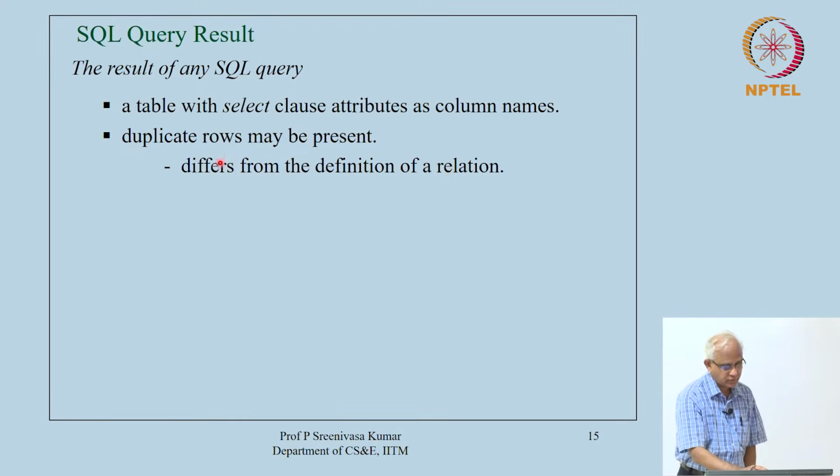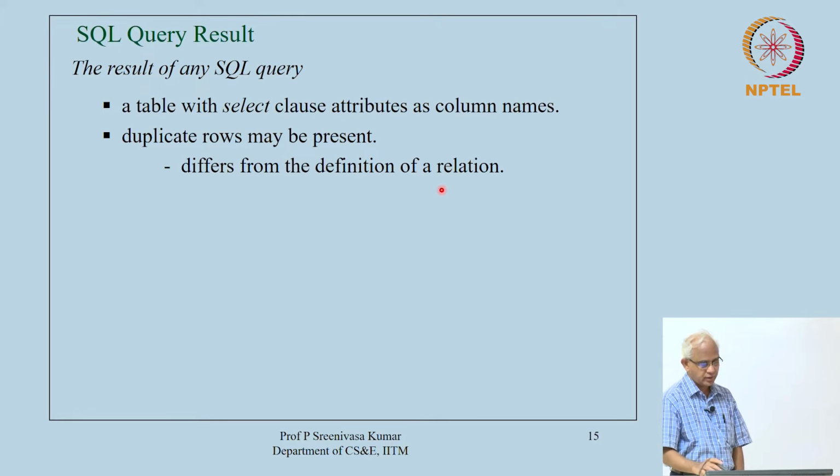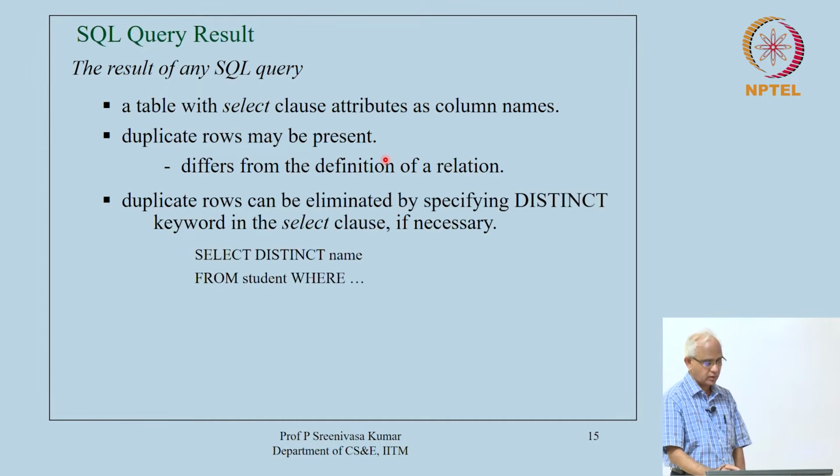This issue of having duplicate rows is important, and first thing is, in case you do not want duplicate rows, SQL gives you a way of specifying that. Okay. So, duplicate rows can actually be eliminated from the output by specifying a keyword called distinct in the select clause. So, if you write select distinct name, etc., etc., then duplicates would be removed.